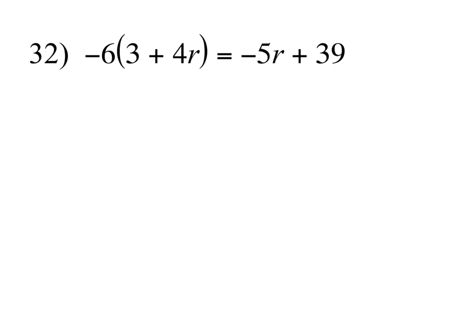32. When you have something like this, you need to simplify both sides first. So whatever you need to do. My first step here would be to distribute the negative 6. I'm going to take the negative 6 times positive 3, that's negative 18. Negative 6 times positive 4r is negative 24r. And that equals negative 5r plus 39.